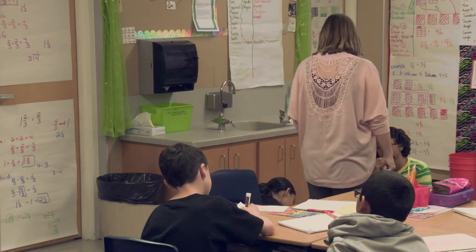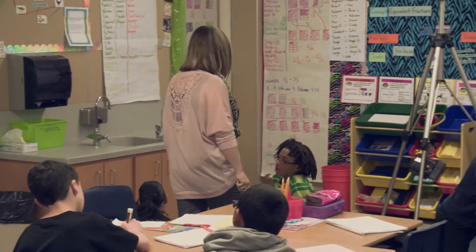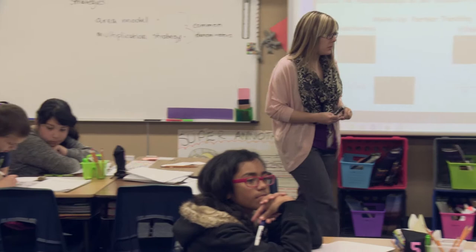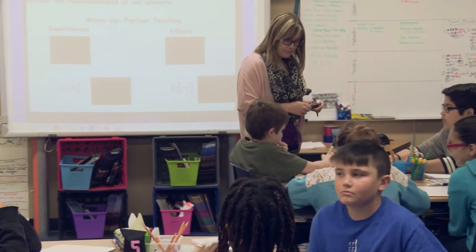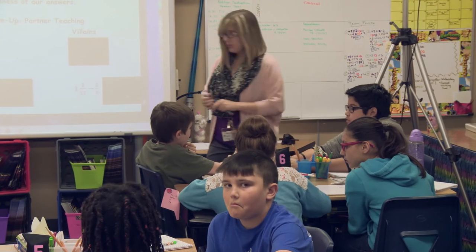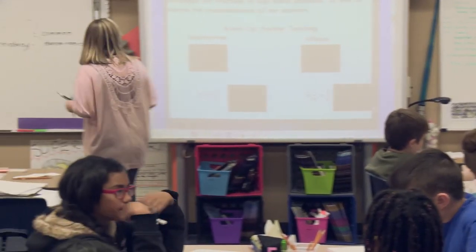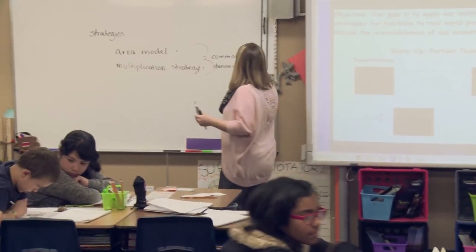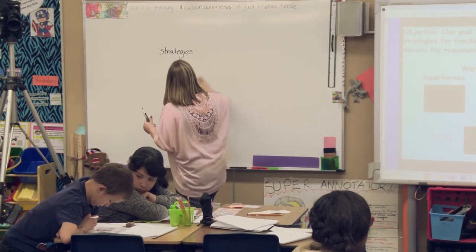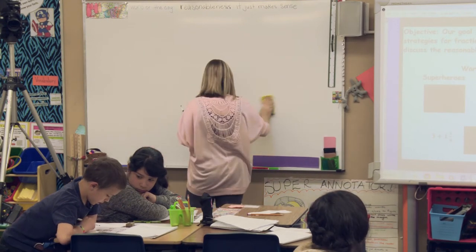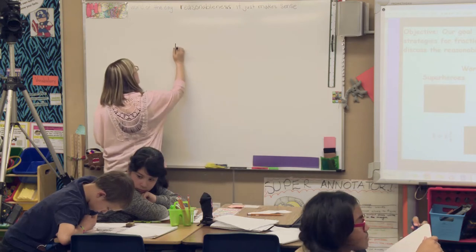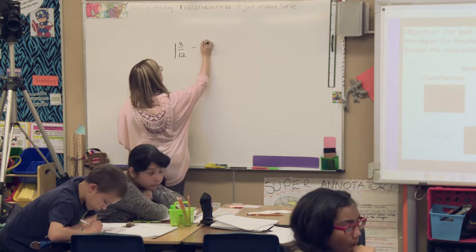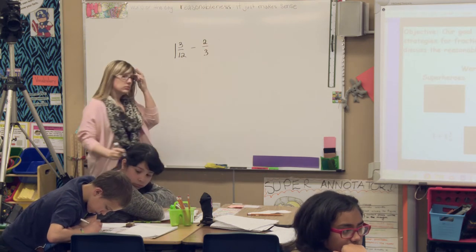How are you showing your student? They've got to see what you're doing too. Six. Yes. Did you do 3 times? Are you with me so far? Oh, you said 3 times too, that's why. And we were 12 and 3, 12, 6, 9, 12. What are you doing? 3 times what?